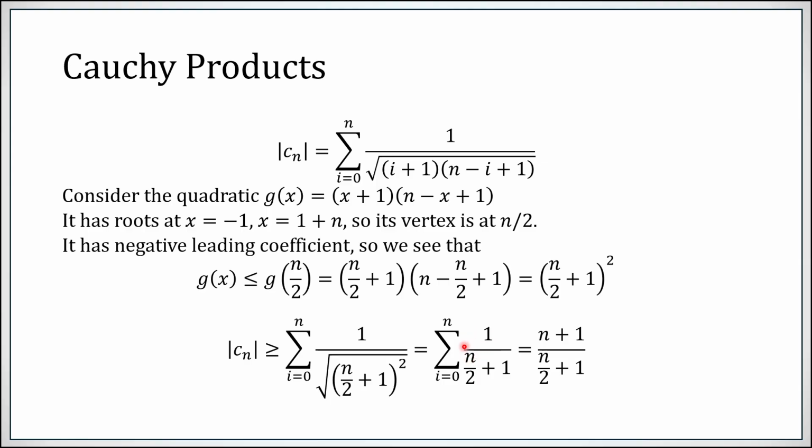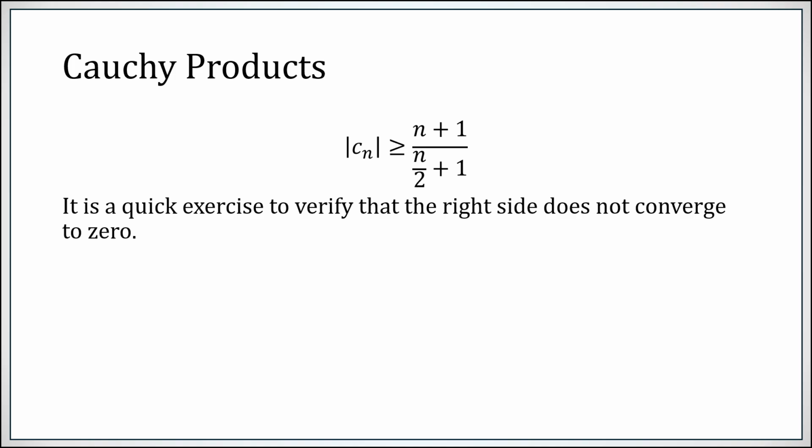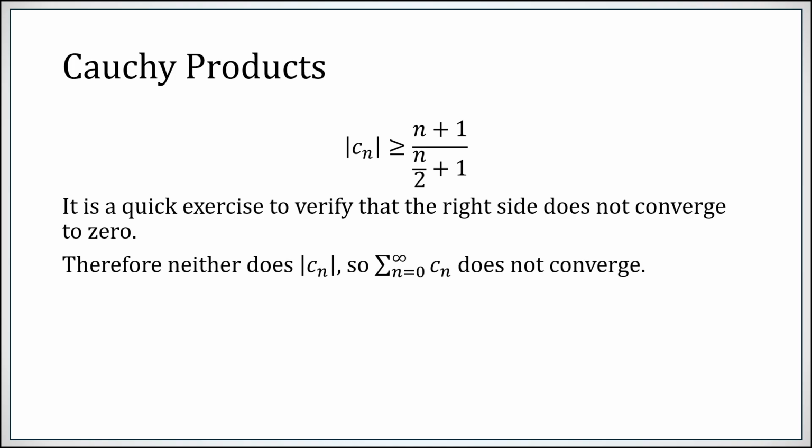And now this summand, 1 over (n over 2 plus 1), does not involve the index of summation. It's effectively a constant. How many terms are there in this sum? n plus 1 of them. So we get n plus 1 times the constant 1 over (n over 2 plus 1). So we've just established that the absolute value of C_n is at least as big as (n plus 1) over (n over 2 plus 1). It's pretty quick to verify that the right side does not converge to 0. Therefore, the absolute value of C_n does not converge to 0, so the sum of the C_n's doesn't converge. So that Cauchy product didn't converge at all.